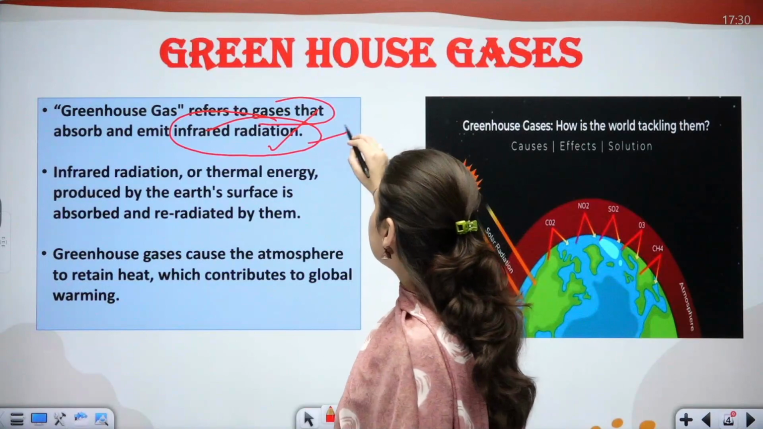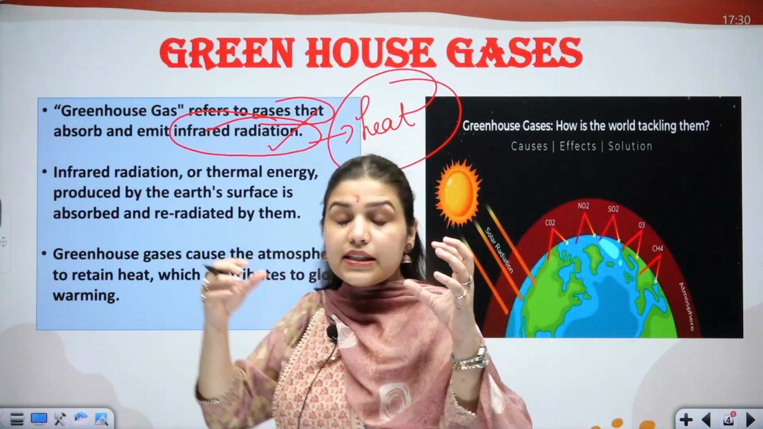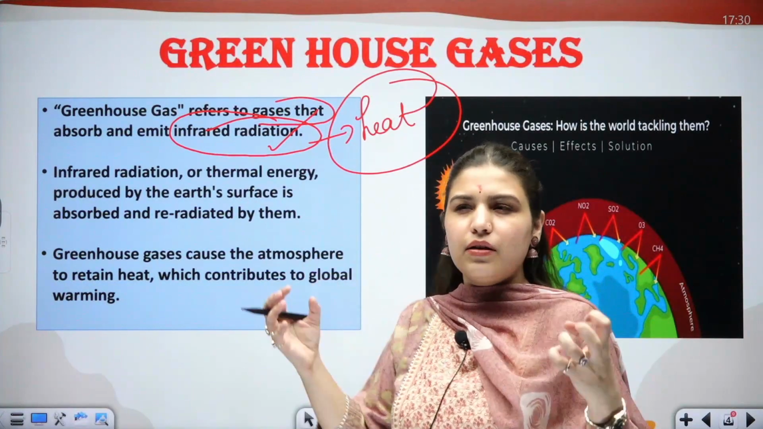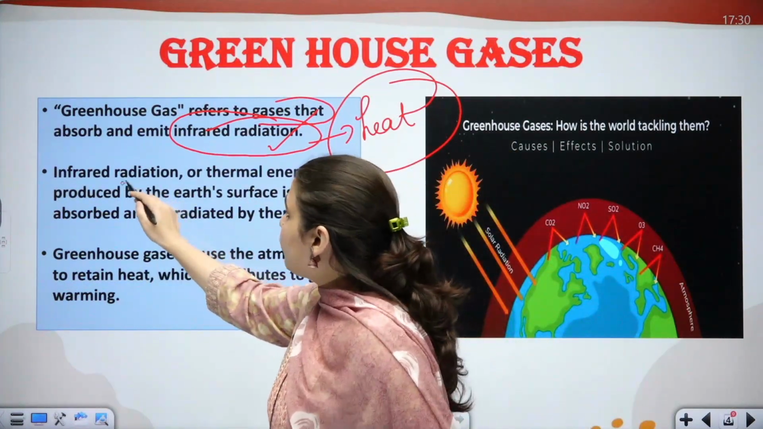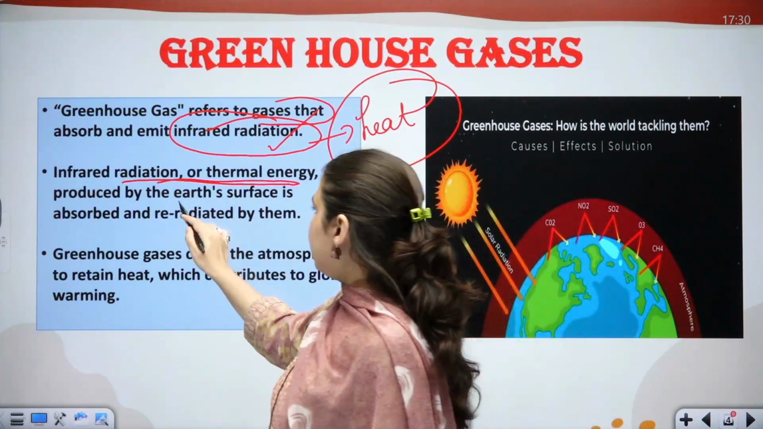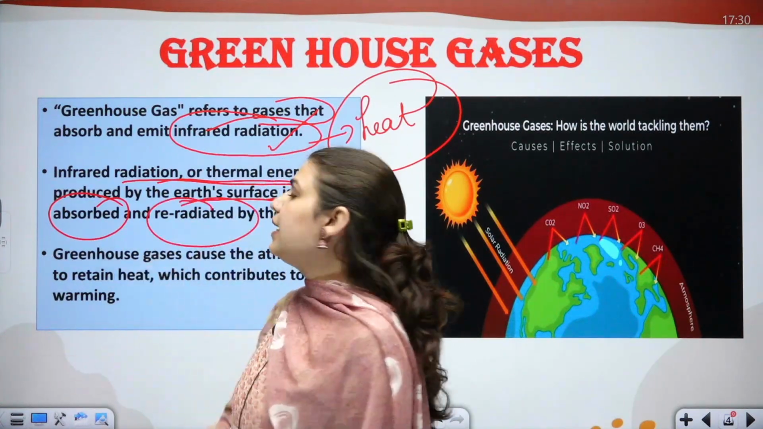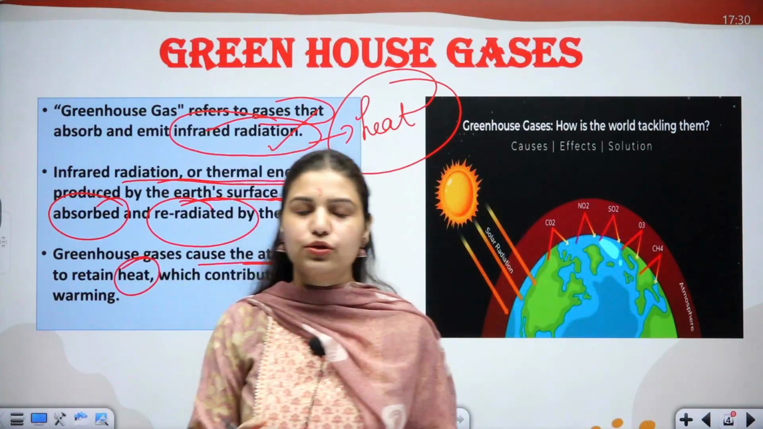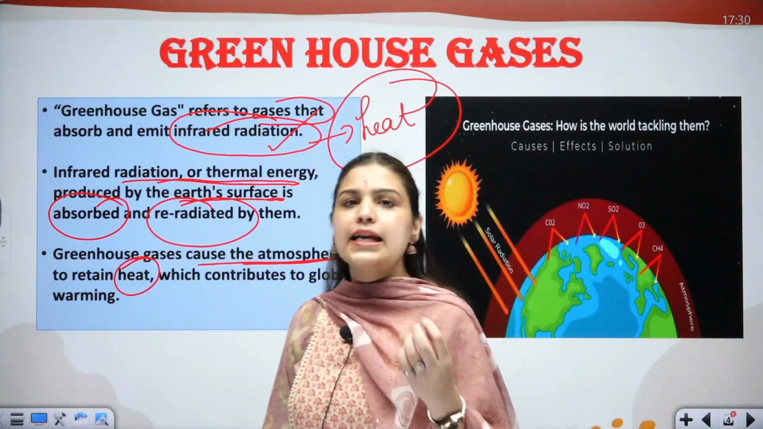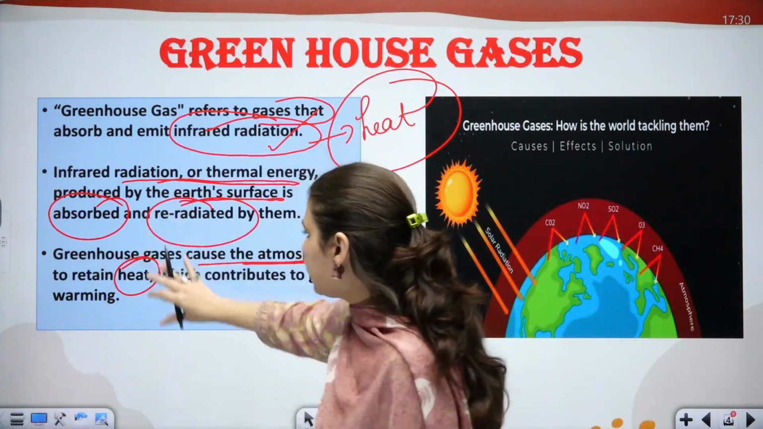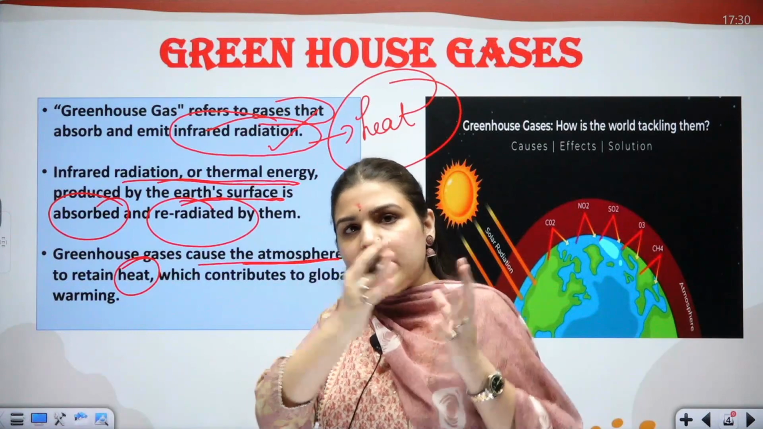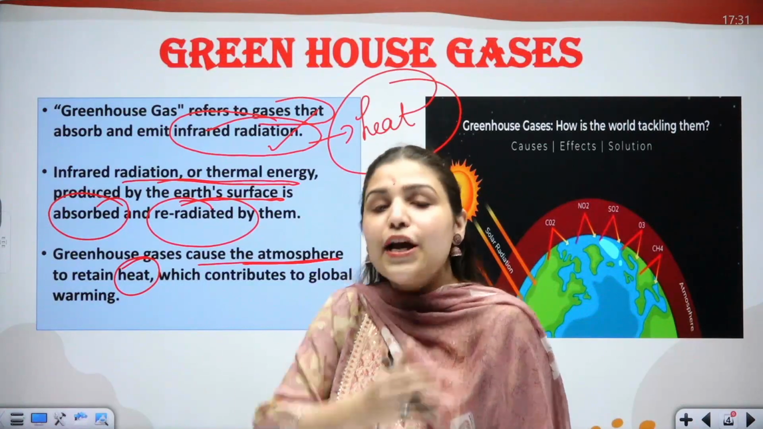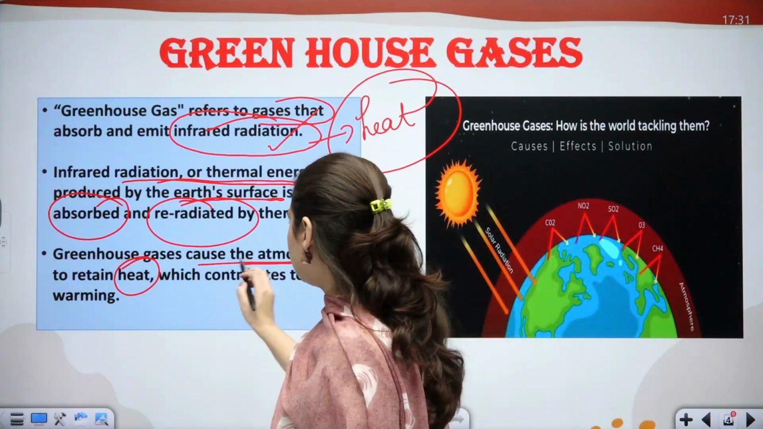These radiations maintain the heat of the atmosphere. So these are the gases which absorb and emit them and actually maintain a balance. The infrared radiation, or thermal energy, produced by the Earth's surface is absorbed and then radiated by greenhouse gases. These greenhouse gases cause the atmosphere to retain heat. Otherwise the Earth would have been very cold without these gases, and it would have been difficult to survive. They absorb some part of it and emit the remaining part. So they cause the atmosphere to retain heat so that the Earth is not freezing and life is possible on Earth, and it contributes to global warming also.